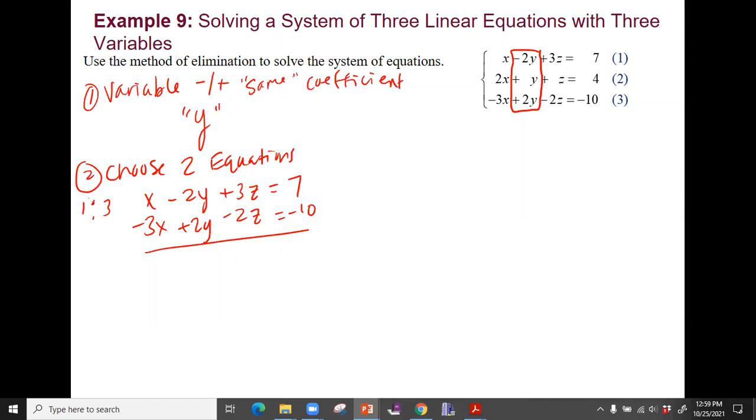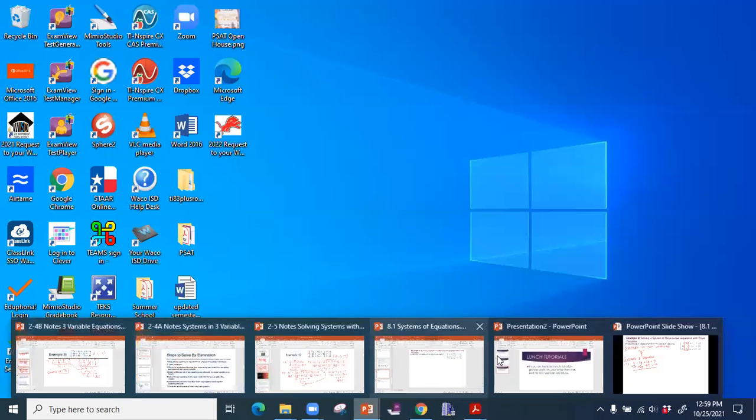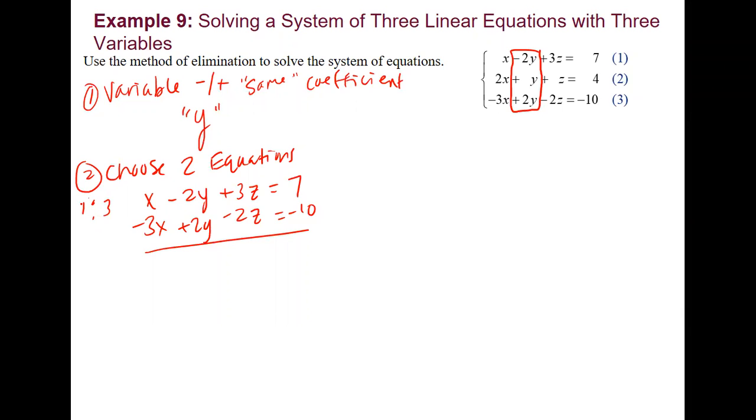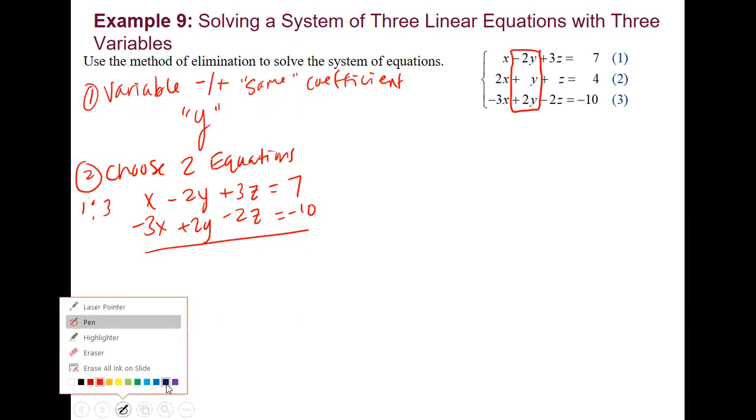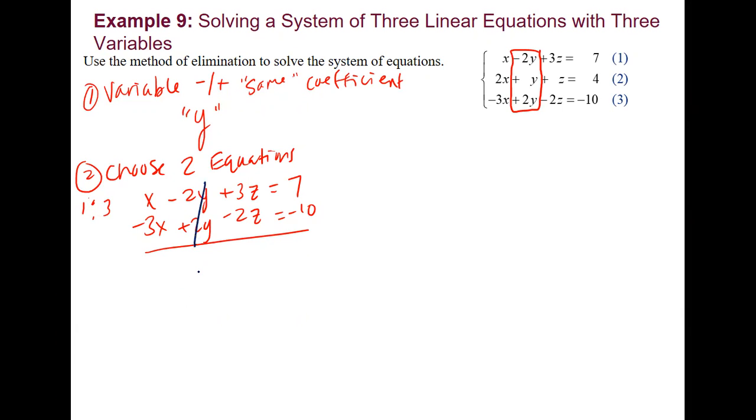Okay. Give me a second. I'm sorry. After 1 and 3. So choosing 1 and 3, notice how my y's eliminate. I have 1x and negative 3x makes negative 2x. I have 3z and negative 2z, and that makes positive 1z. I have 7 and negative 10, and that makes negative 3. So here's my first 2 variable equation. Are there any questions how and why y was eliminated?